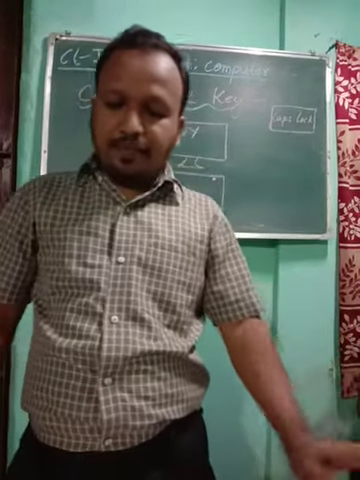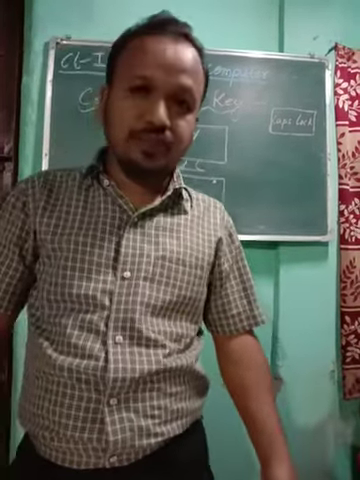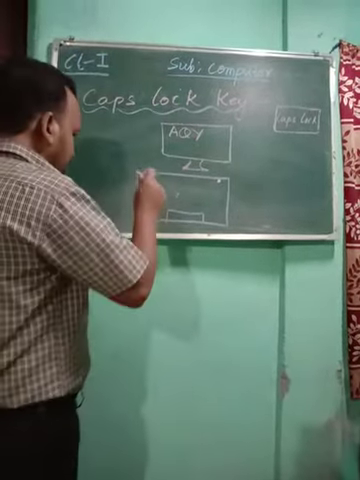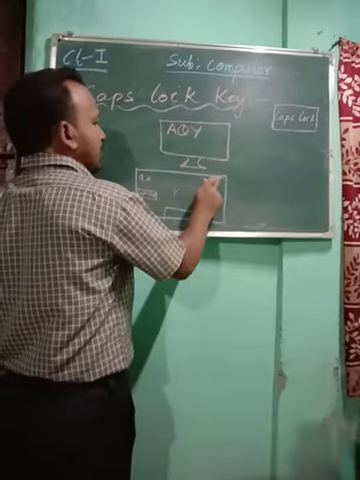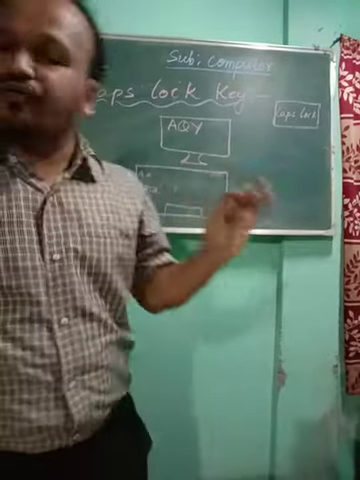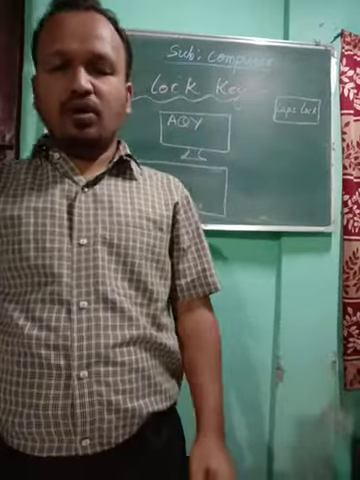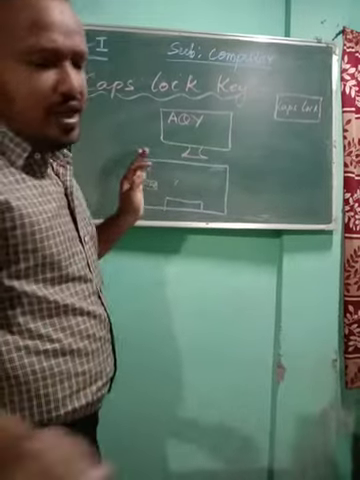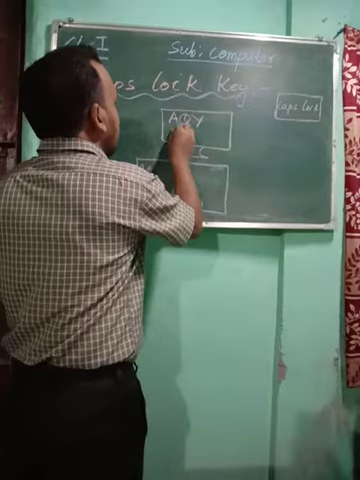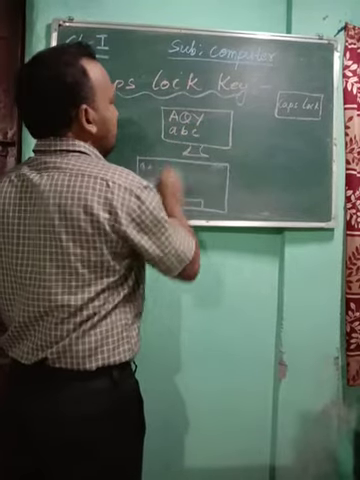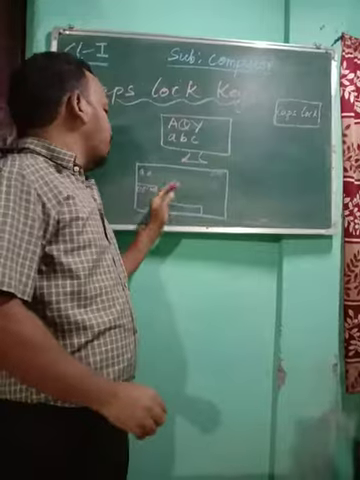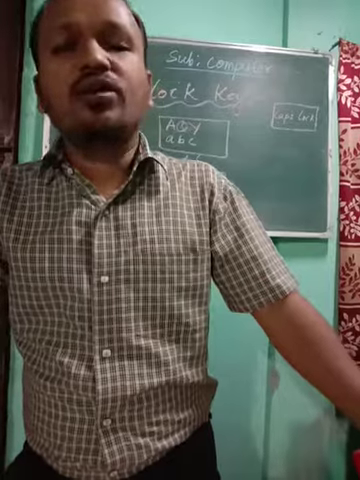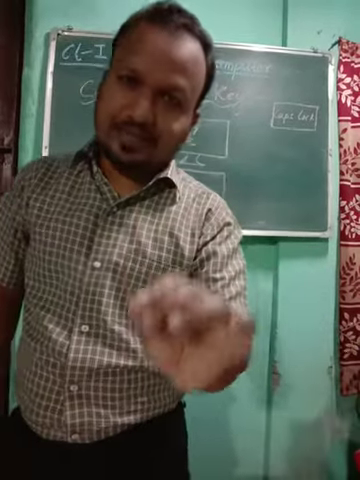Press the cap lock key again, and the light goes off. Off means, children, there will be no light. When there is no light, it means that your cap lock is off. Then when you type, whatever you type, A, B, C, it will come in small letters on the monitor screen.